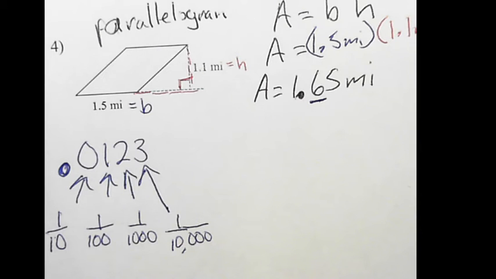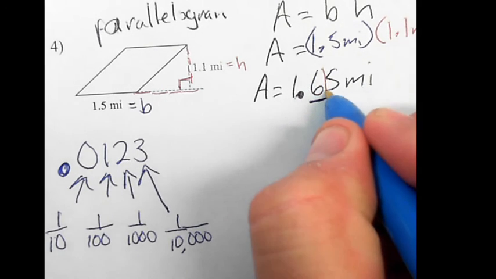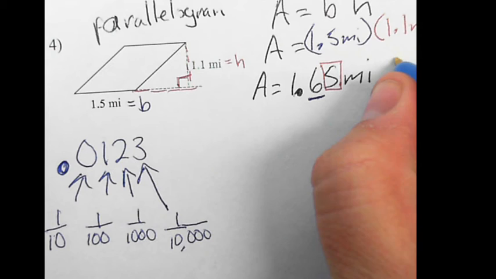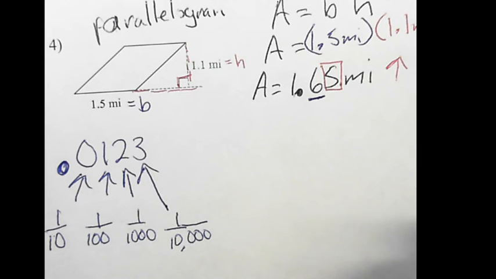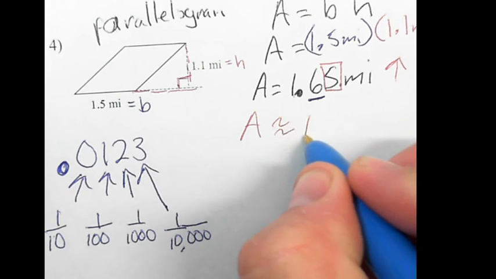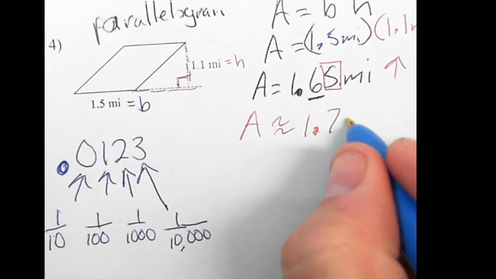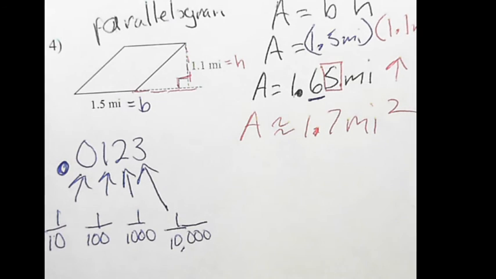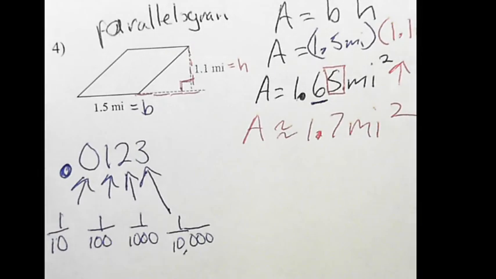So to determine if I round up or round down, I go to the number to the right of the 10th spot, and it's 5 or greater, so we would round up. So then my answer is approximately 1.7 miles squared. And remember, for area, the units are always squared.